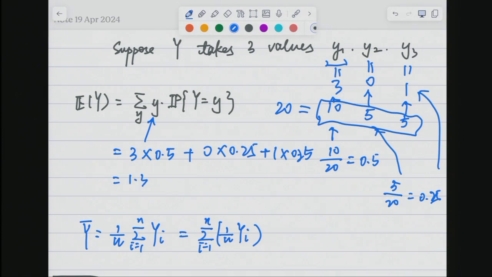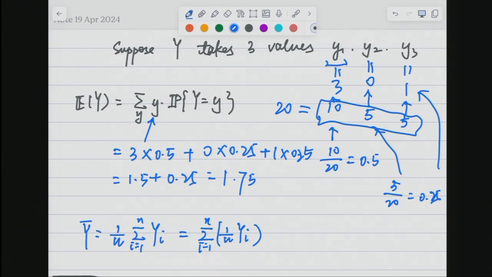Then we have 1.5 plus 0.25, which gives us 1.75. So the average value of y in the population, given that we have only 20 observations in the population, is just 1.75. Okay, so remember, expectation is the weighted average. Nothing special about expectation. At the end of the day, it just tells us on average what is the value of y that is most likely to happen. So this is a true statement.